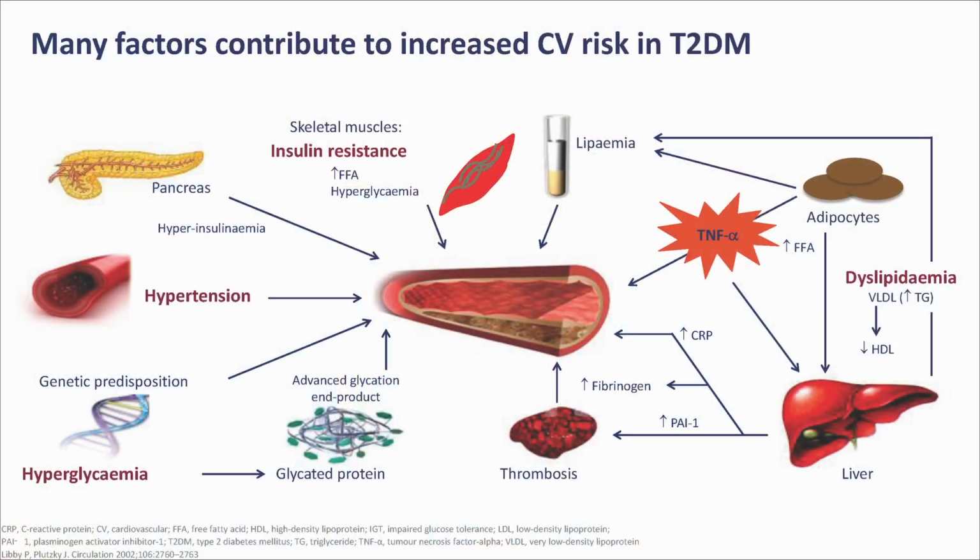Heart failure and LV dysfunctions are early and often undetected complications of type 2 diabetes. Many factors contribute to increased CV risk in type 2 diabetes, like insulin resistance, lipemia because of dyslipidemia, thrombosis, glycated hemoglobin rising because of hyperglycemia, hypertension, and genetic predisposition. All these contribute to early atherosclerosis, diffuse atherosclerosis, and calcified, difficult atherosclerosis.